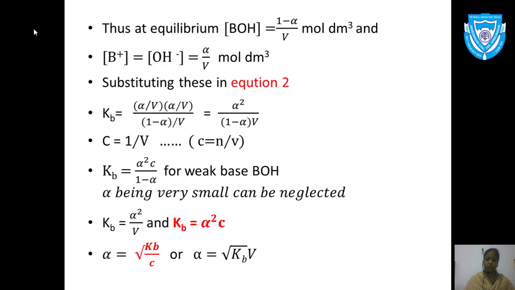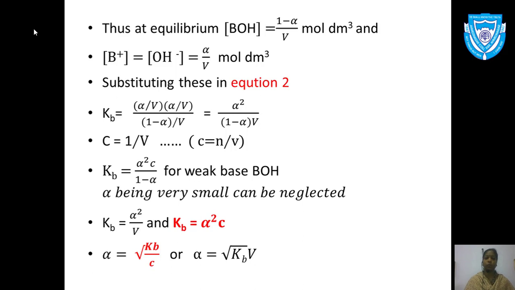Now substituting this in terms of the equation for concentration. So at equilibrium the concentration of BOH becomes 1 minus alpha upon V moles per cubic decimeter, and the concentration of B plus and the concentration of OH minus is equal to alpha upon V moles per cubic decimeter. Same. Now substituting these values in equation 2.